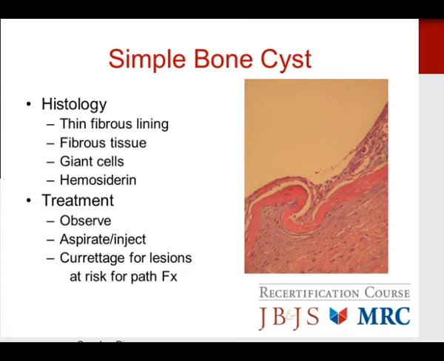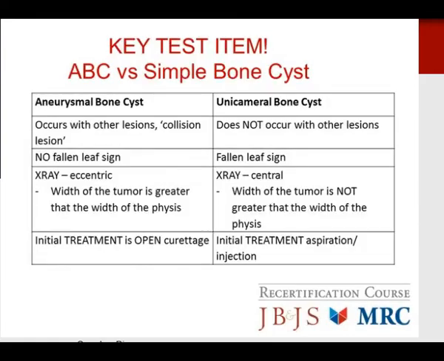So the aneurysmal bone cyst has multiple small channels and fibrous septae. A simple bone cyst only has a lining and then a large space around it. Simple bone cysts, once they fracture or even if they don't fracture, can be observed depending on the symptoms that the patient has. Because it's one large channel, it may be aspirated, injected. If it's recalcitrant, it may be curetted. The important thing is that these lesions can be treated differently than an aneurysmal bone cyst because they don't progress.